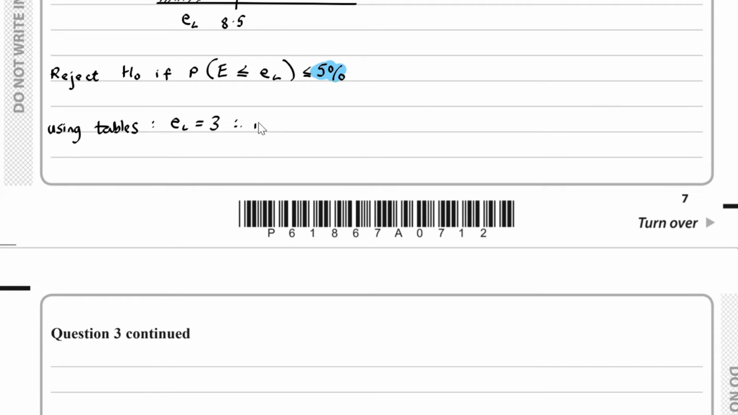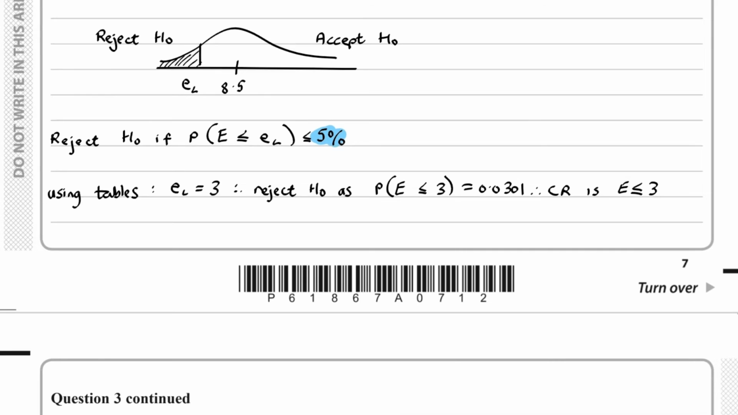Okay, and therefore we reject H0 if P, the probability that E is less than or equal to 3. Well, we reject H0 as the probability of E being less than or equal to 3 is equal to 0.0301, which we've just seen from the tables, and therefore the critical region would be E being less than or equal to 3. Okay, so hopefully that makes sense.